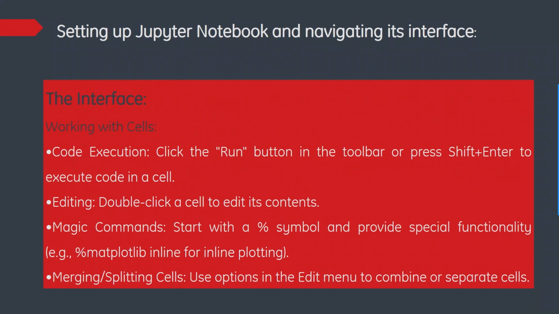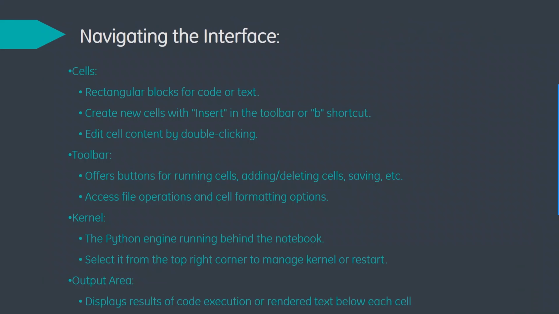Then we have working with the cells. So code execution: click the run button in the toolbar or press Shift+Enter to execute the code in the cell. And secondly, we have editing, which is double-click a cell to edit its contents. Thirdly, we have magic commands, which start with the % symbol to provide specific functionality, such as %matplotlib inline for plotting. Fourthly, we have merging or splitting cells, which is an option in the Edit menu to combine or separate the cells.